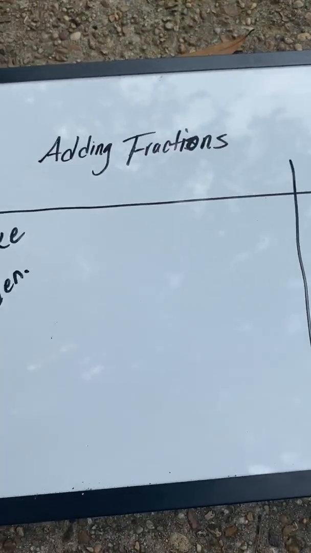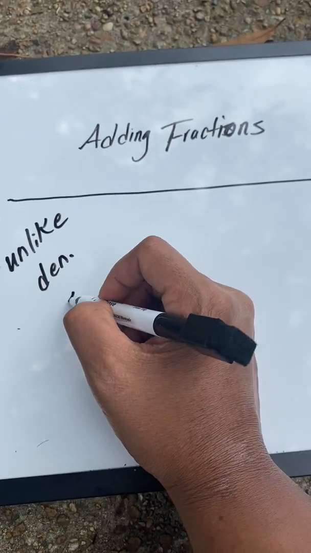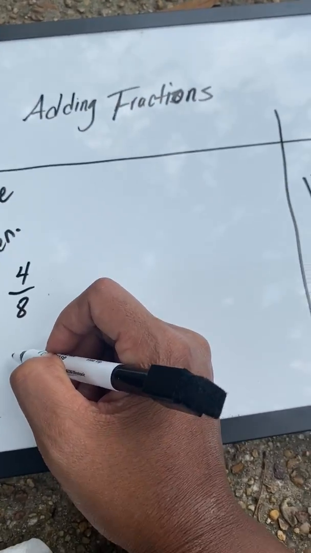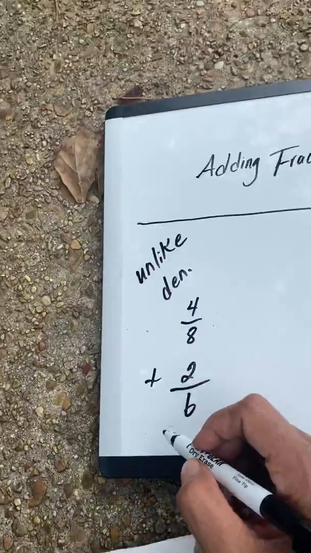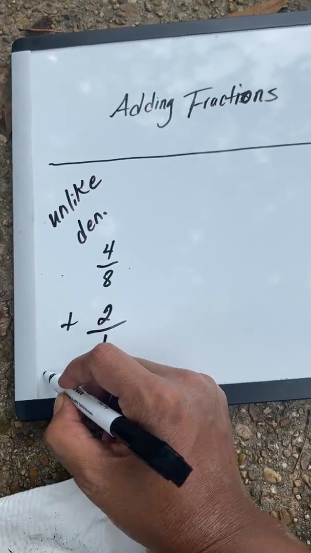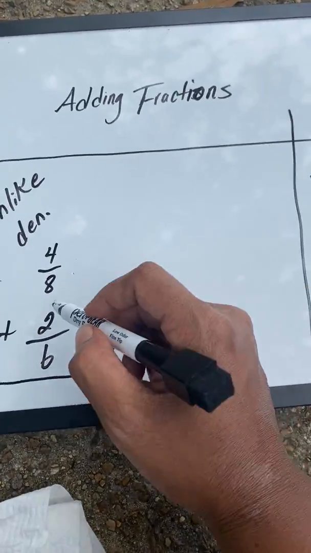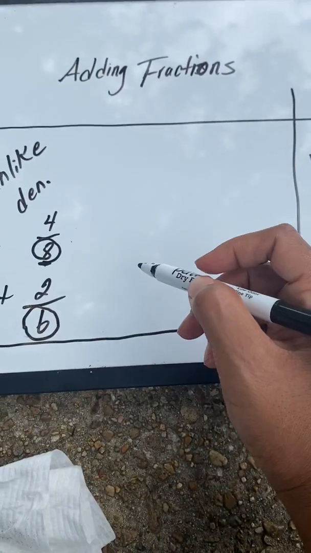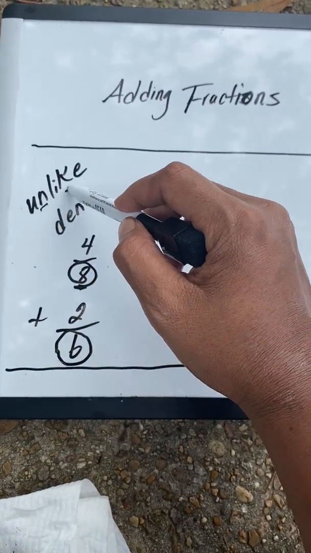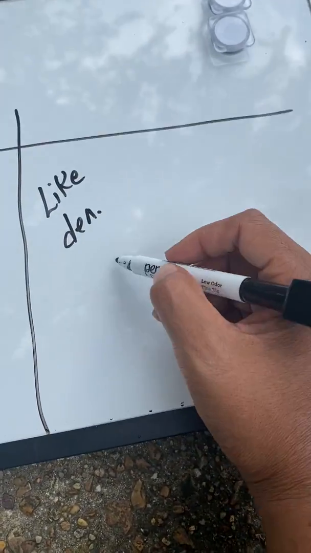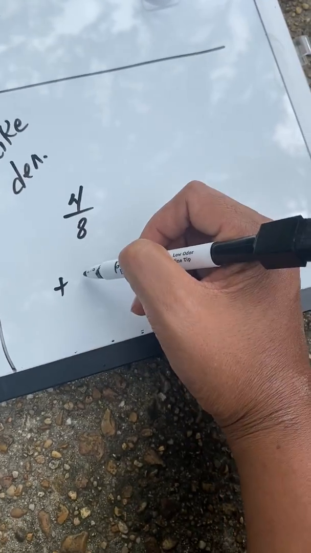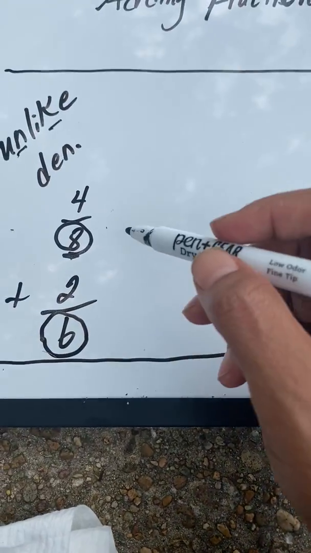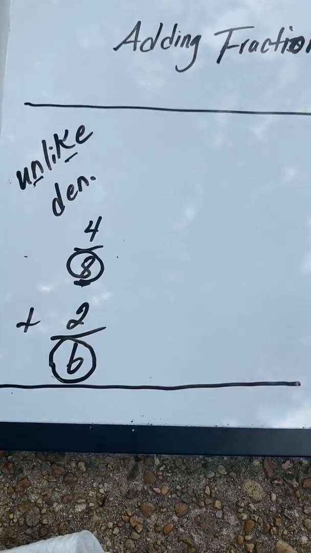What this means is we have fractions like 4 over 8 plus 2 over 6. That's one. Remember, the denominators are the numbers on the bottom, so these are the denominators. They are unlike. Then we have some that are like: 4 over 8 plus 4 over 8. In this case, we would have to find the least common multiple.